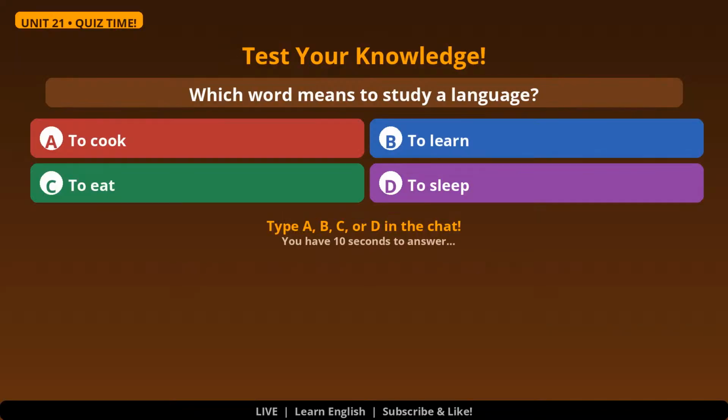Let's test your knowledge. Here's the question. Which word means to study a language? Option A, to cook. Option B, to learn. Option C, to eat. Option D, to sleep. Think about it. Type A, B, C, or D in the chat. You have 10 seconds.